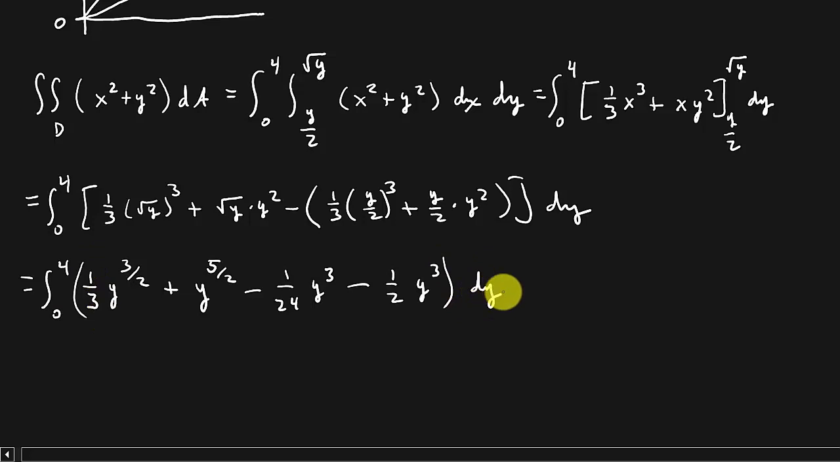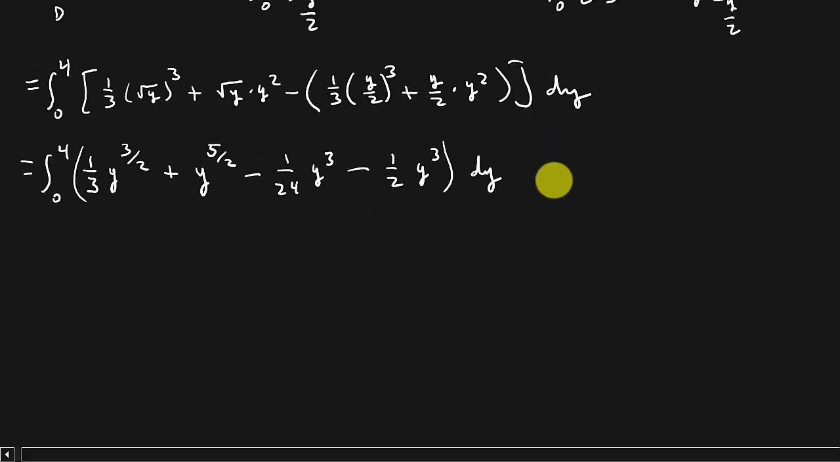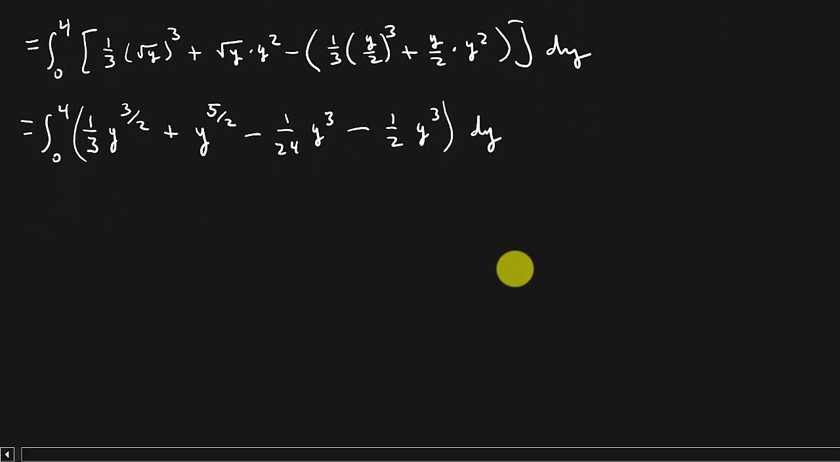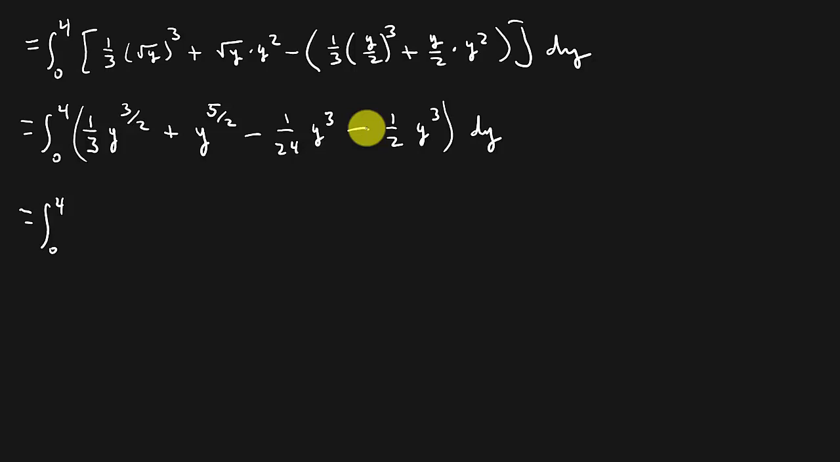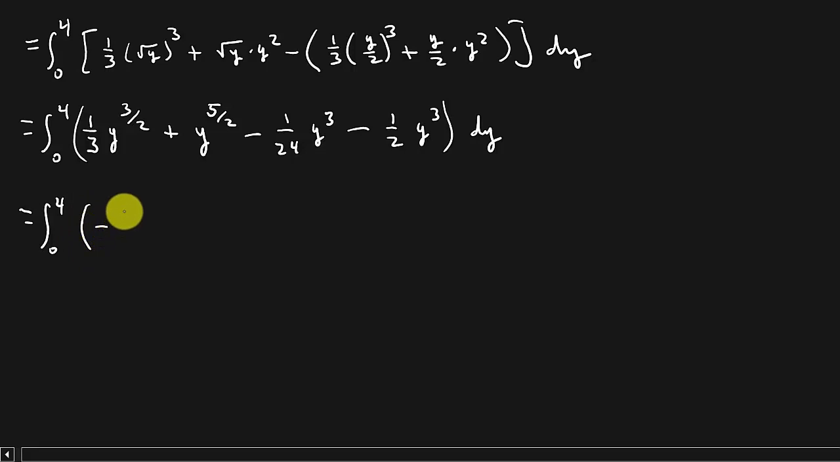And that is dy. And so let's go ahead and combine like terms. So I got 0 to 4. You can see I can combine the y cubes. And that is going to give me what? Let's see. All right, so that's going to give us negative 13 over 24 y cubed. That's combining that. And then plus 1/3 y to the 3/2 plus y to the 5/2 dy.